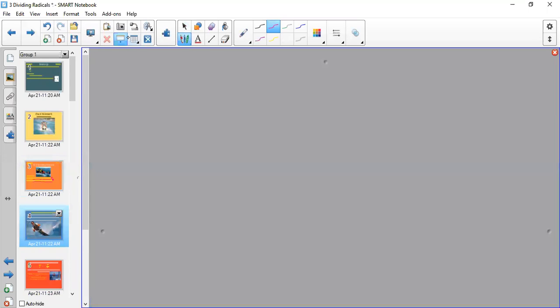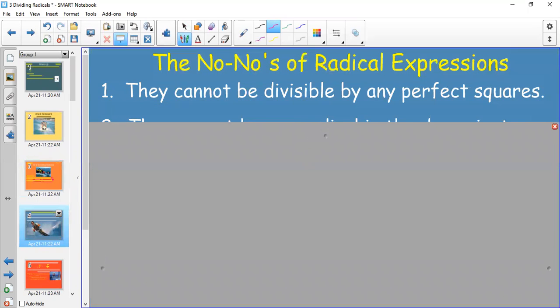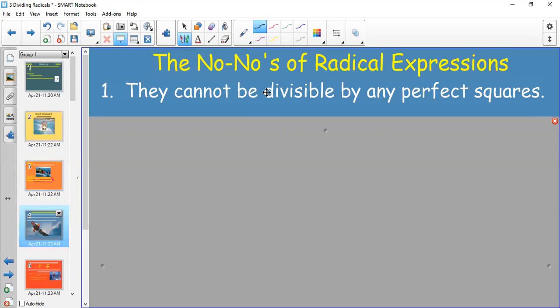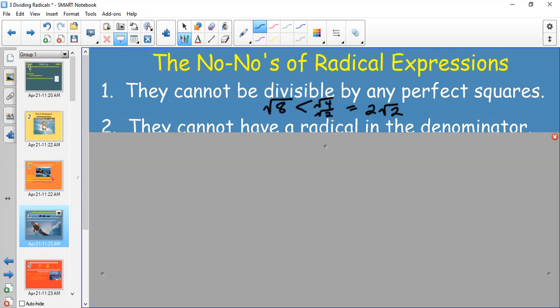Okay, so first off, for a radical expression to be simplified, the number in the end, or even the variable in the end, cannot be divisible by any perfect squares. So for example, if it is the square root of 8, we can't leave it like that. We have to split it into the square root of 4 times the square root of 2, which would be 2 square root of 2. Okay, so that's what I'm talking about with the first one.